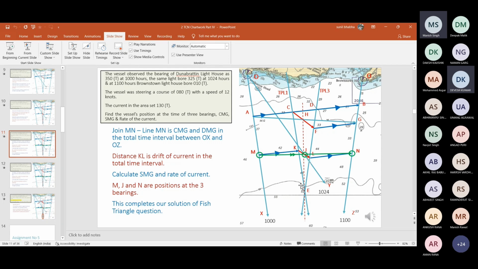Are you talking about this arrow? This does not carry much relevance. You can remove this arrow also. This is nothing actually. TPL1, TPL3 are just lines made for geometry. As far as our chart work is concerned, these lines don't mean anything.